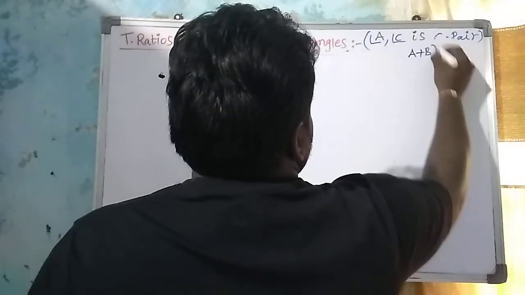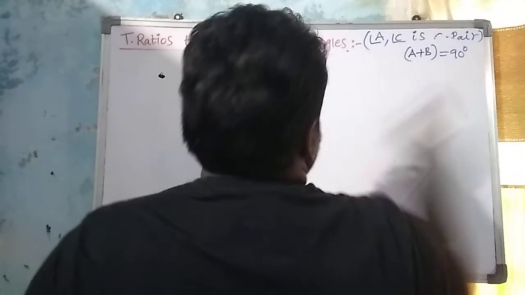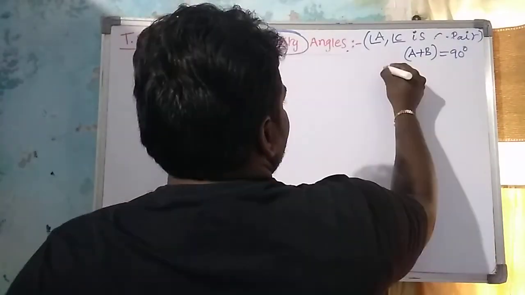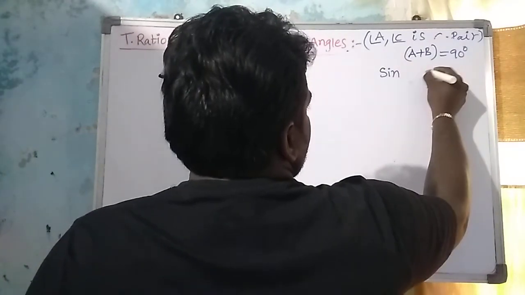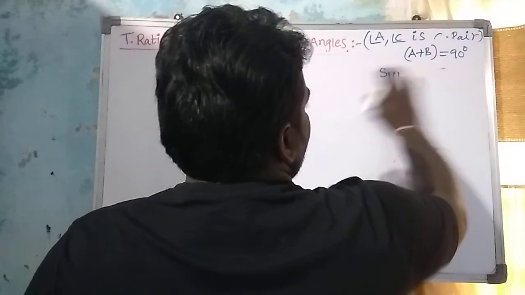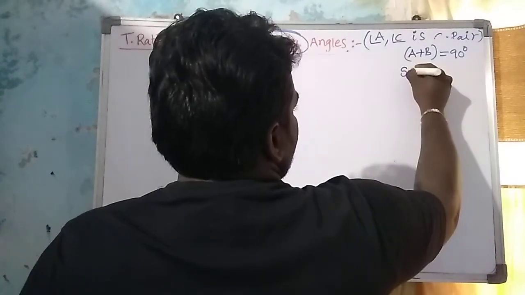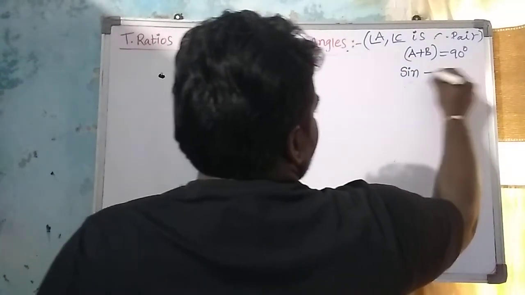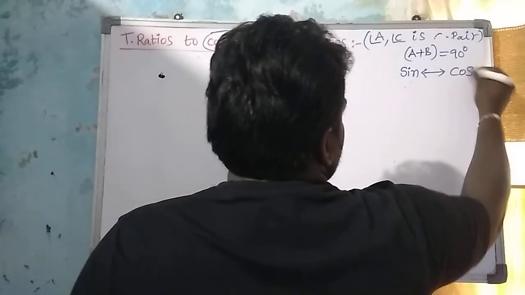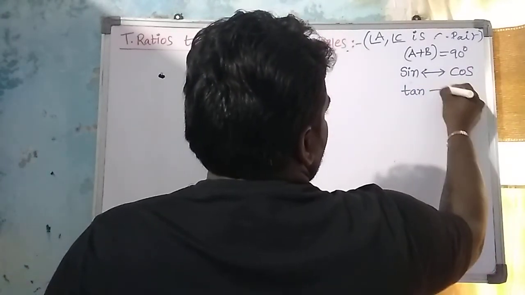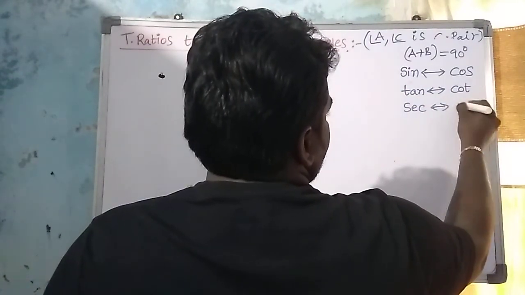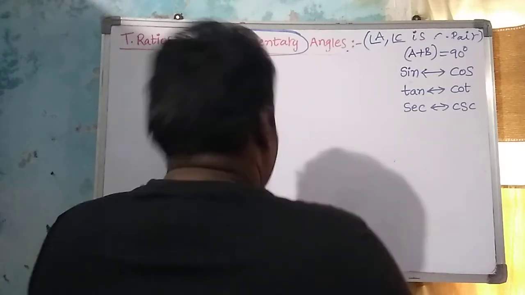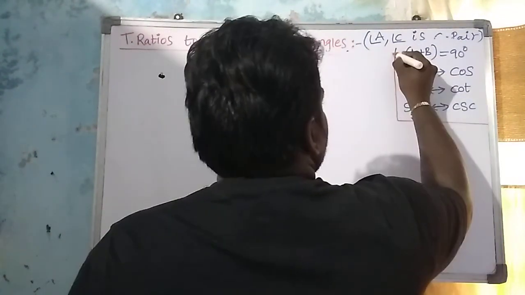Clearly I am saying what? If a plus b equals 90, I can generalize like this: sin is becoming cos, tan is becoming cot, secant is becoming cosecant. This is the major thing which I observed.